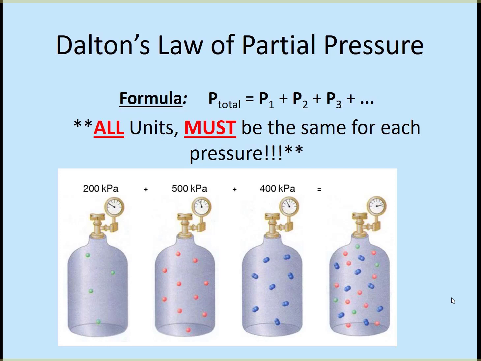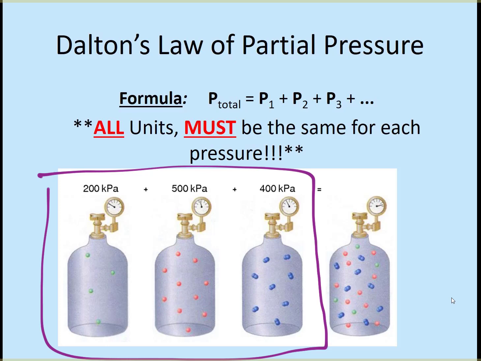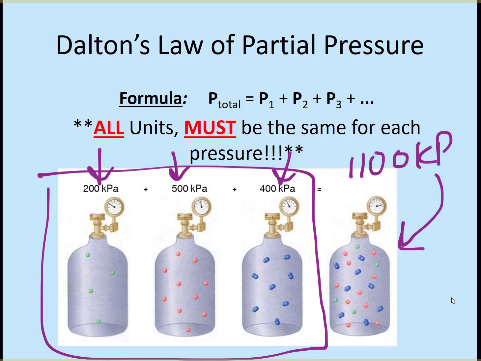So here's a good example. I have 3 containers here that are all the same volume, and I can measure their pressures. The first one is 200, then 500, then 400. Well, what would happen if I took all these 3 containers and put them into a 4th container that was also the same volume? Well, you would just add these up. And when you add them up, you get 1100 kilopascals is what your total pressure would be. So this is just saying you take the individual pressures, and when you add them all up, that will give you the total pressure.